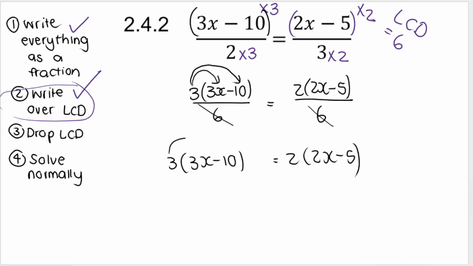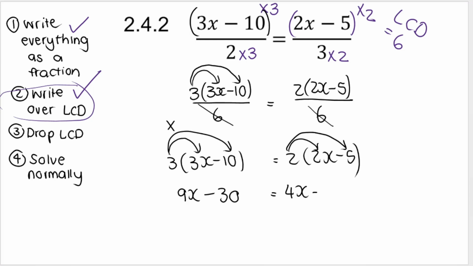So we're going to distribute the 3 into this bracket. 3 times 3x is 9x. 3 times negative 10 is negative 30. Remember, when you're distributing, you are multiplying. Very, very important. 2 times 2x is 4x. 2 times negative 5, negative 10. Okay, so we distributed. Now we need to solve like normal.